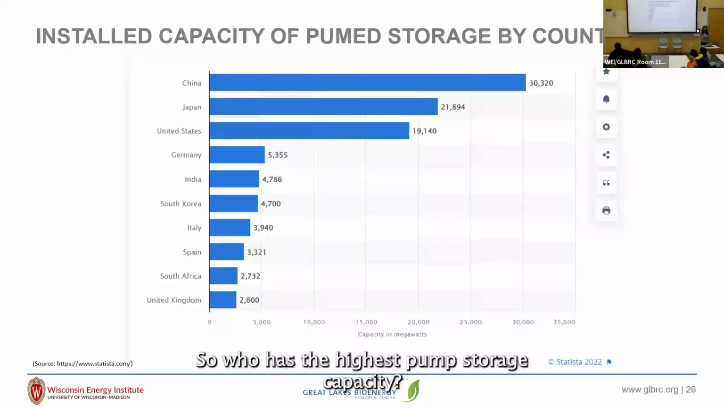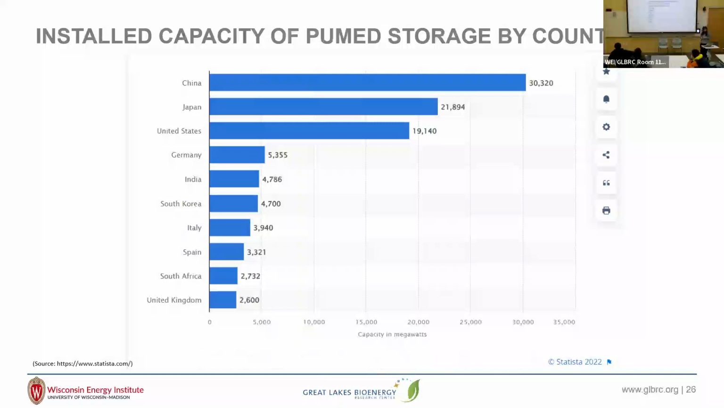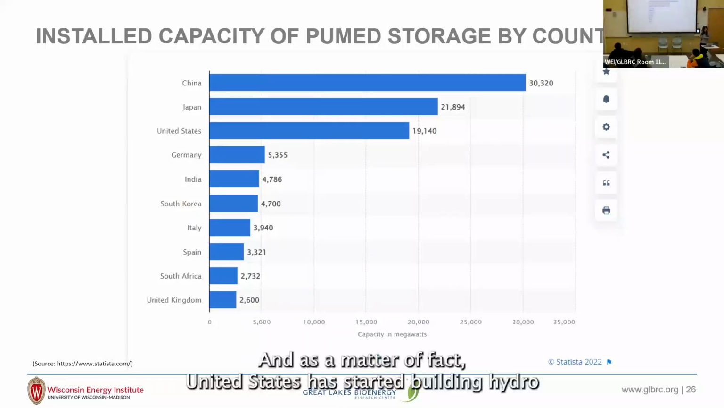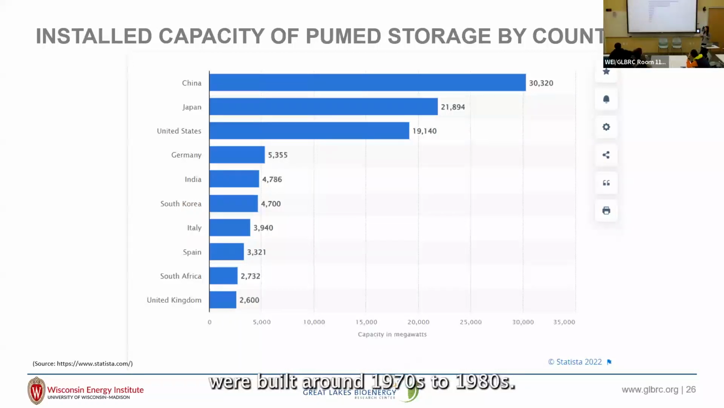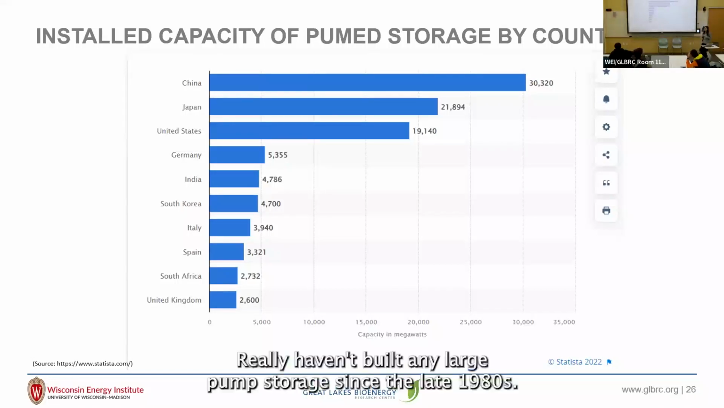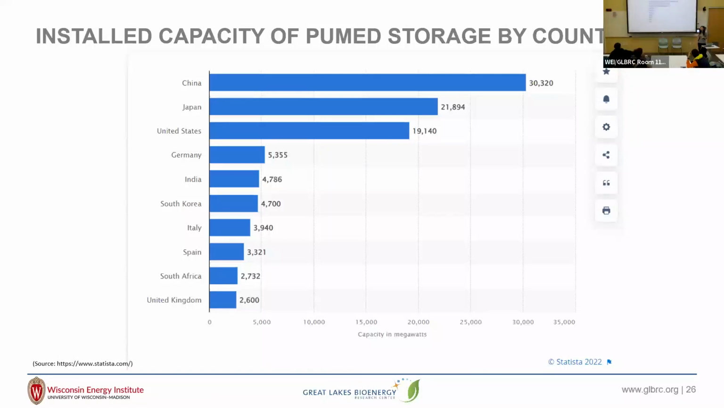So who has the highest pump storage capacity? China, Japan, and United States. And as a matter of fact, United States started building pump storage in 1960s. A majority of the installed capacities were built around 1970s to 1980s. We really haven't built any large pump storage since the late 1980s.